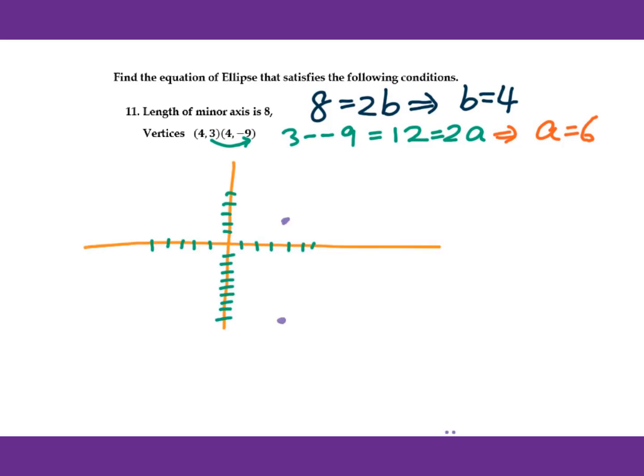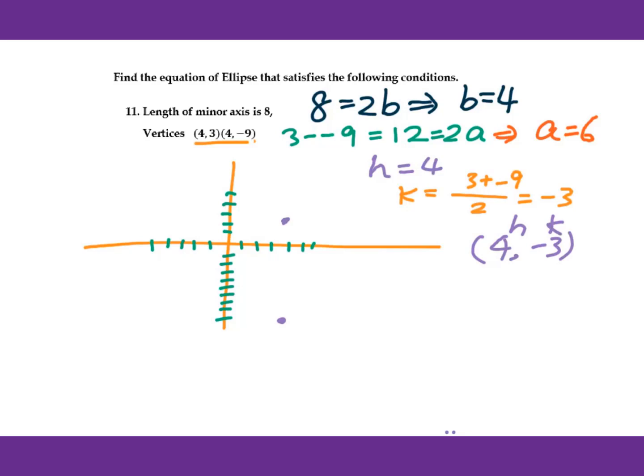The center will be the midpoint of the vertices. Therefore, you will get h equals 4, because here's a 4, here's a 4. And k equals the midpoint of these vertices. So k equals 3 plus negative 9 over 2. That will be negative 3. I will find negative 3, that's the h, k center. So negative 3 is here.